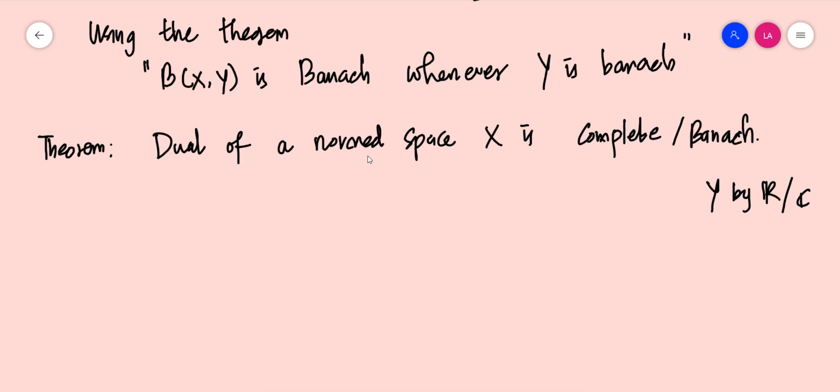Now we have to get some idea about this dual space. That's our objective. The only thing which we know about the dual space is actually it consists of the set of all linear functionals, actually the bounded linear functionals defined on some normed space capital X.